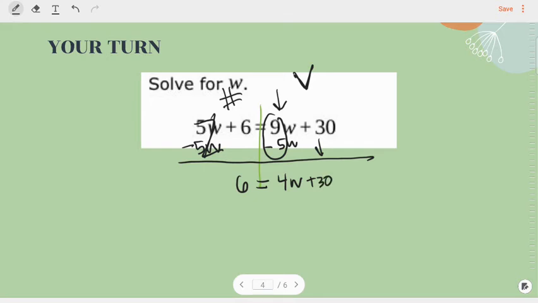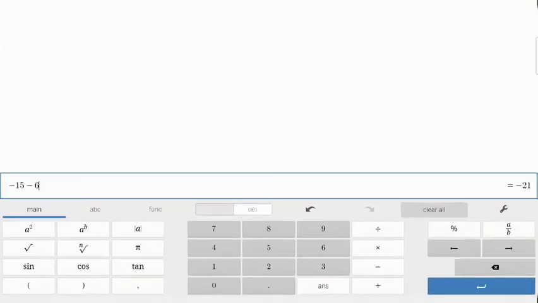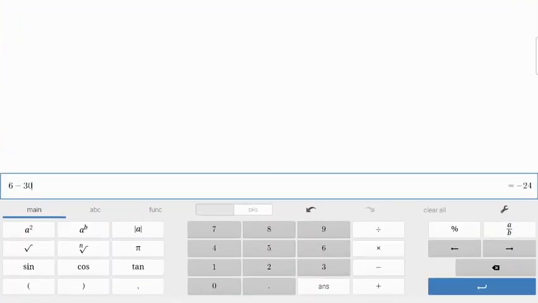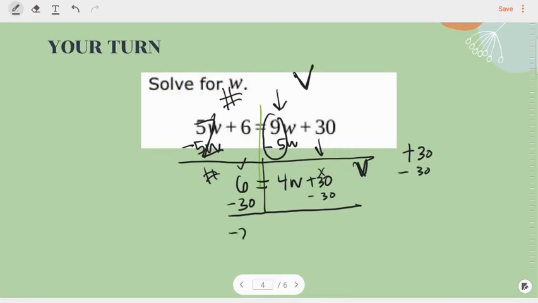I am going to then remember that this is my variable side. This was my number side. I like the left side. I don't like that there's a 30 on the variable side, so I'm going to get rid of it. How do we get rid of plus 30? We minus 30. So I'm going to minus 30 from the left, the right, and the left, and total it up. 6 minus 30 is negative 24, is equal to 4W. That zeroes out, and I don't have to bring anything else down.